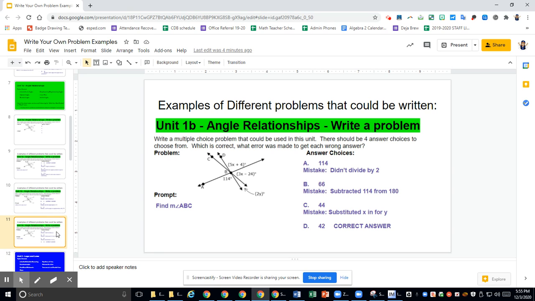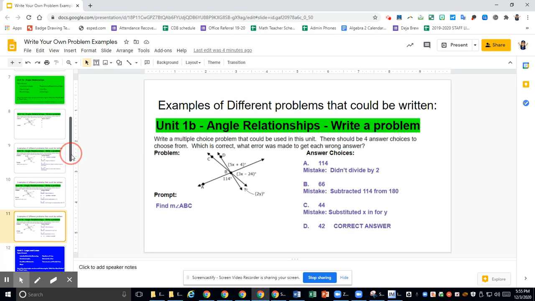Again, you're only going to have to come up with one question and then your 4 answers. One's correct, and then how did you get those wrong 3 answers? That's Unit 1B.